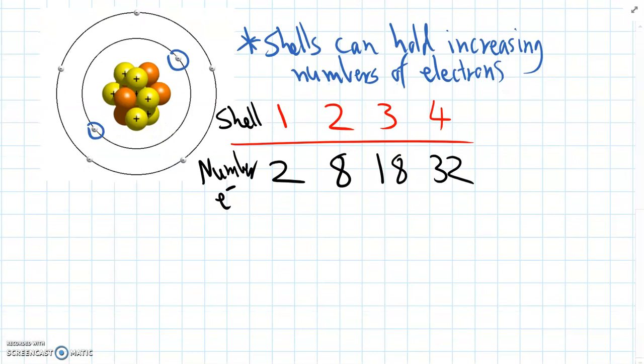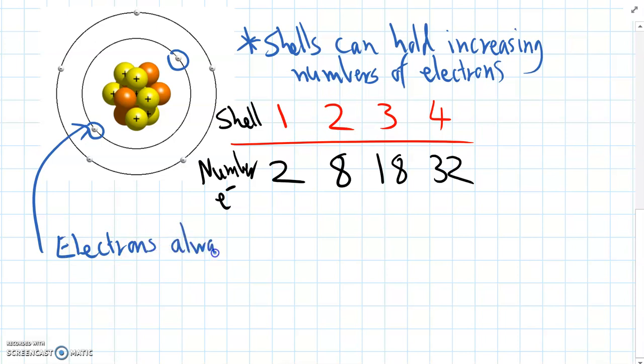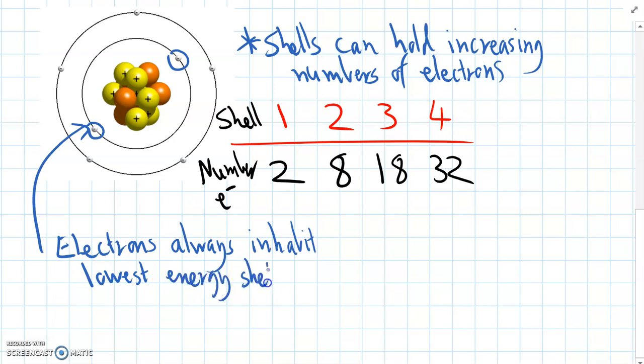So electrons always fill, or they always inhabit, the lowest energy shells first. Unless they get some energy and become excited, but that's another story which we'll learn about later.